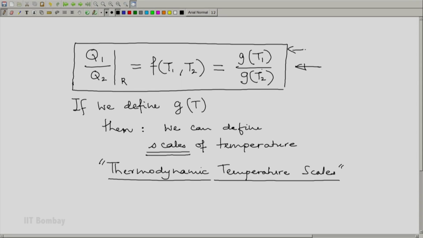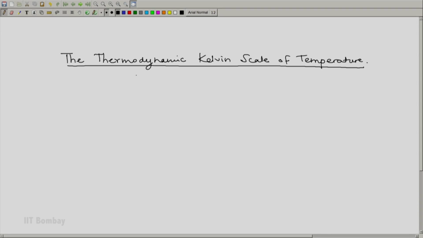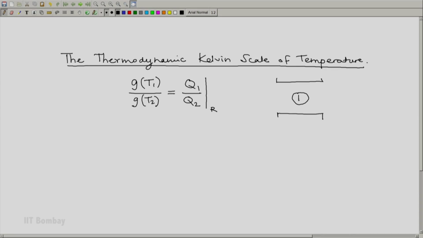Let us now define that in a simple way, and then we will come to one specific scale which we will call the thermodynamic Kelvin scale of temperature. Remember that we basically have to define a function g of T, and then once it is defined, temperature can be defined using this relation, where Q1 and Q2 are the heat interactions of a reversible engine or even a reversible refrigerator working between T1 and T2.